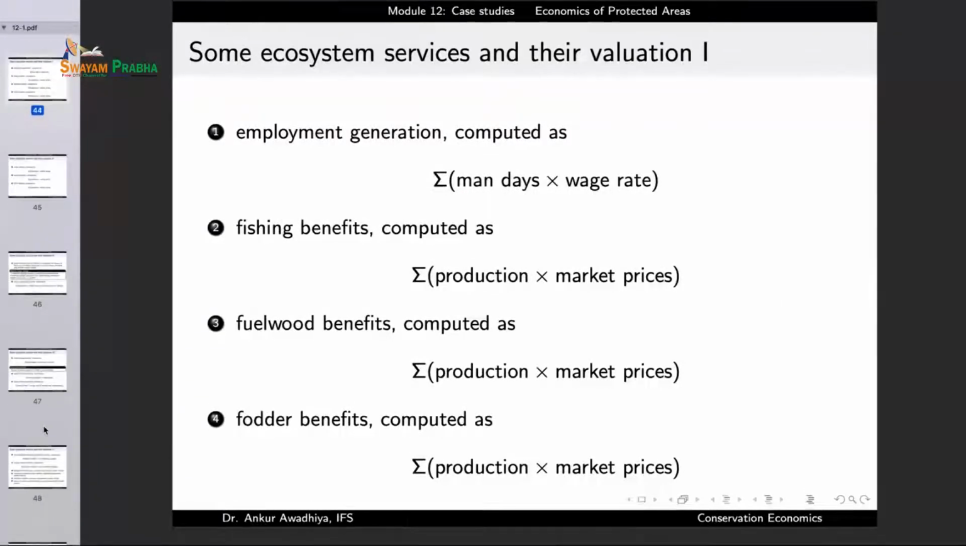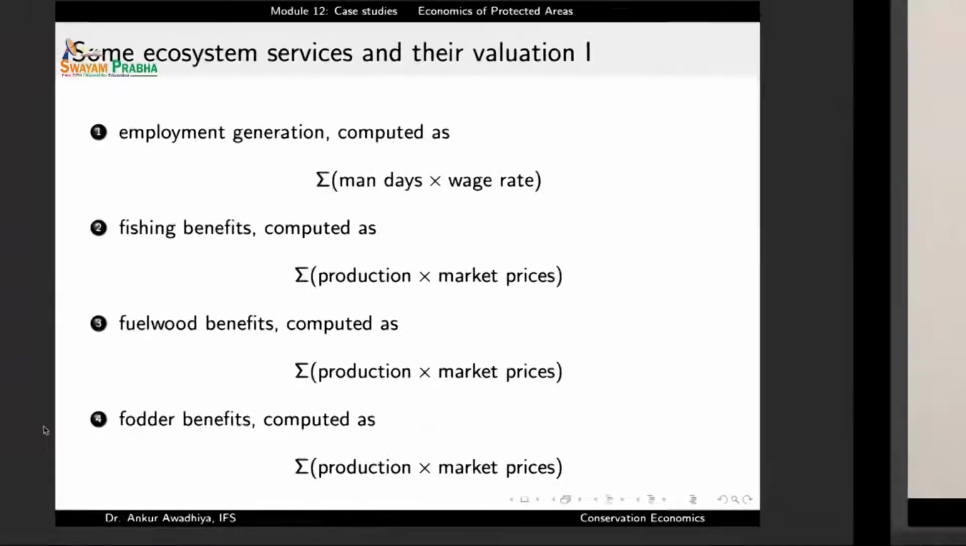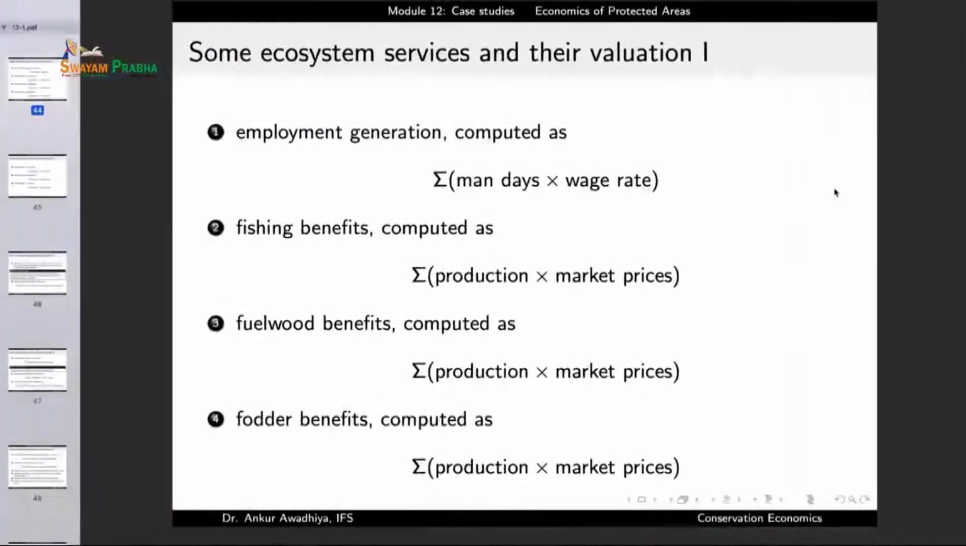The first ecosystem service that the protected area gives you is employment generation, because there will be a large number of gypsy drivers that get employment, there will be a large number of guides that get employment, there will be hotels that are set up because tourists are coming to this area. Now, when the tourists come, they will require n number of services, and all of these provide employment to people. Now, the amount of employment that the protected area generates is given as the sum of the number of man days into the wage rate.